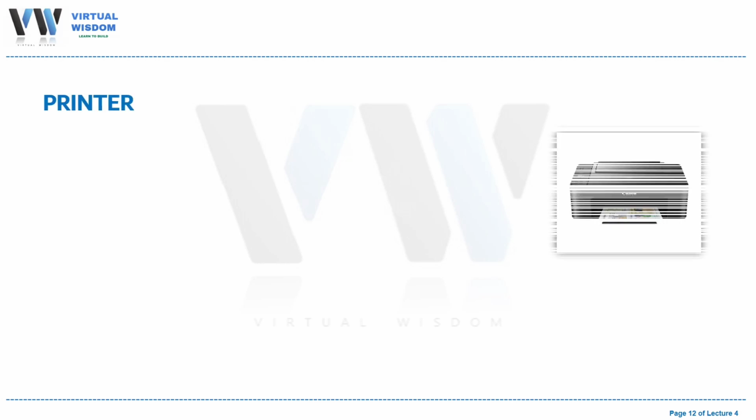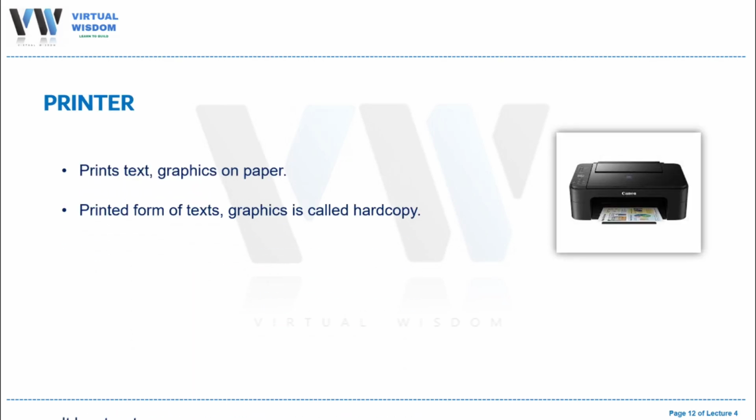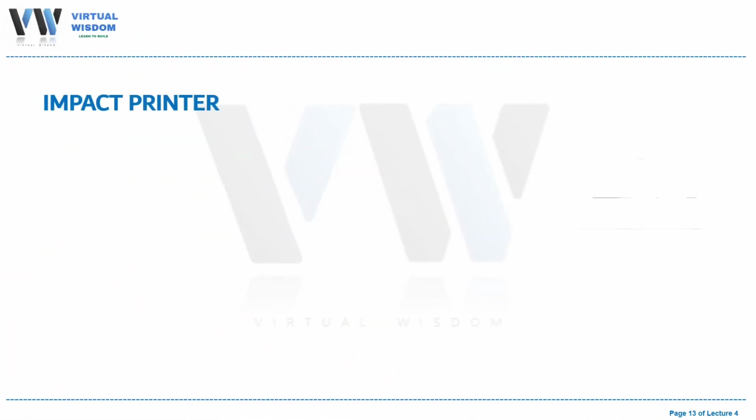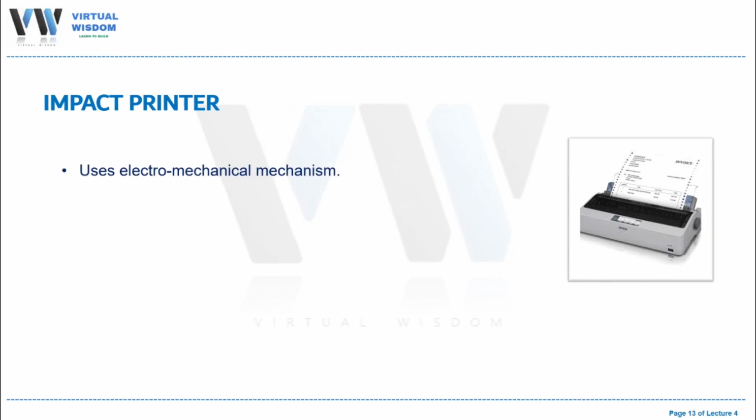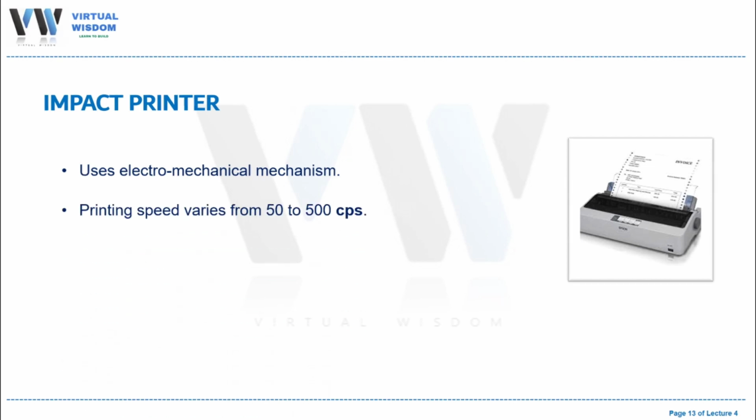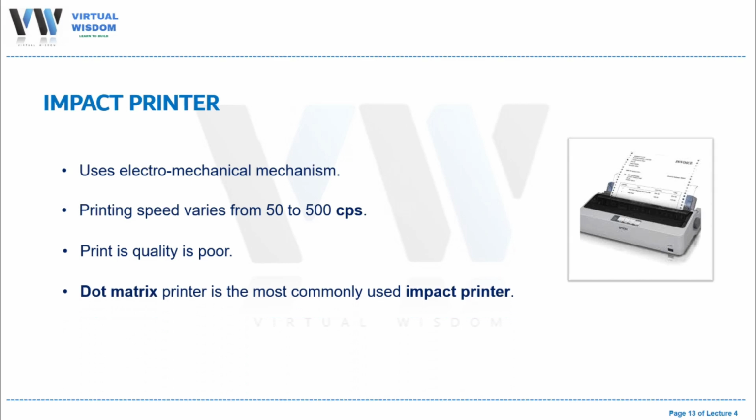Printer is also an output device used to display information on paper. A printer prints the text and graphics on paper, which is called the hard copy. It has 2 main types: impact printer and non-impact printer. Impact printer uses an electromechanical mechanism, which causes the character to strike against the paper and prints the image on the paper. Its printing speed varies from 50 to 500 characters per second, CPS. It has a poor printing quality and also makes noise while printing. Dot matrix is the most commonly used impact printer.